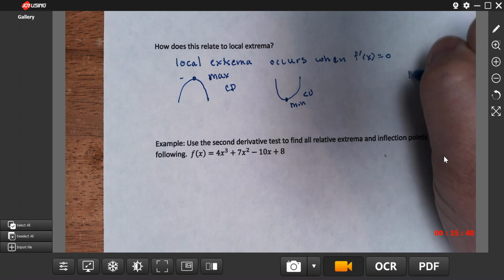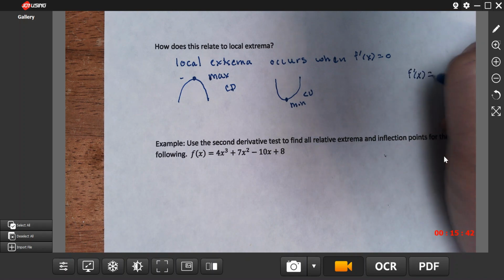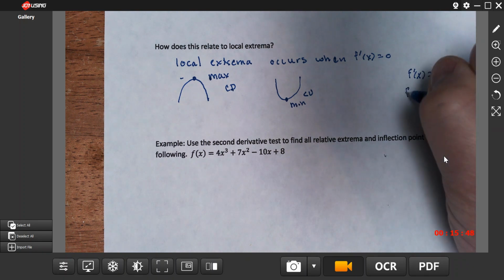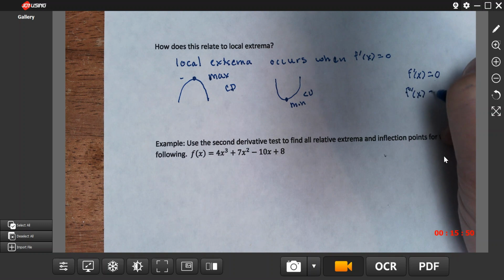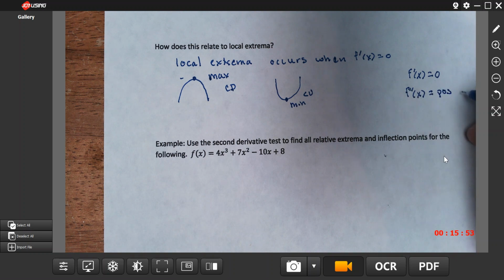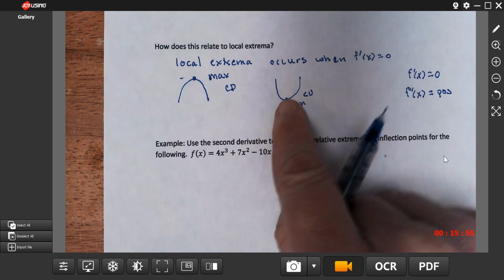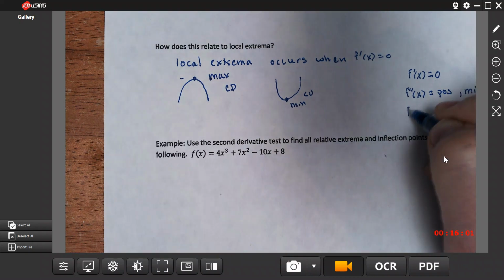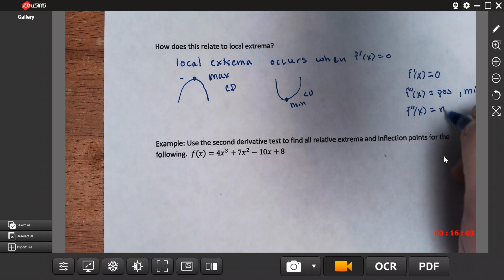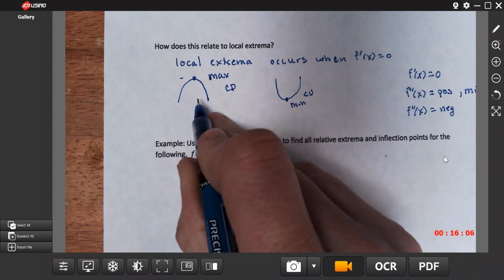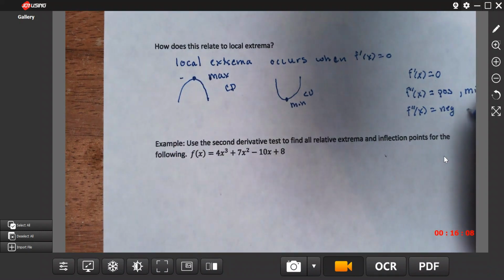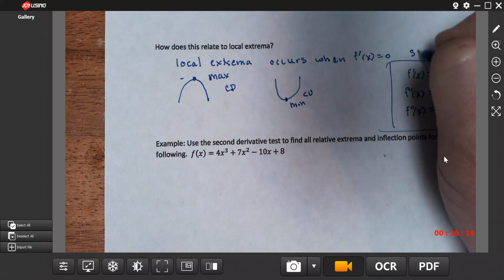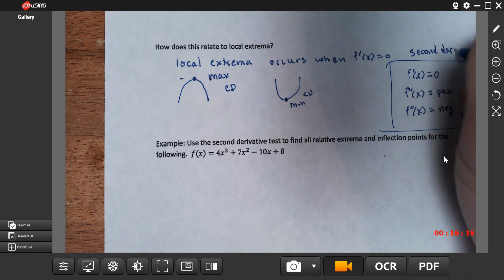So if the first derivative equals 0, so this is the fact I'm writing down, we know we have a local extrema. If we quick check if the second derivative happens to be positive, that would mean it's concave up. If it's concave up, it would have to be a minimum, so then your extrema would be a minimum. If the second derivative was negative, so concave down, then that local extrema would have to be a maximum. So this is the second derivative test.